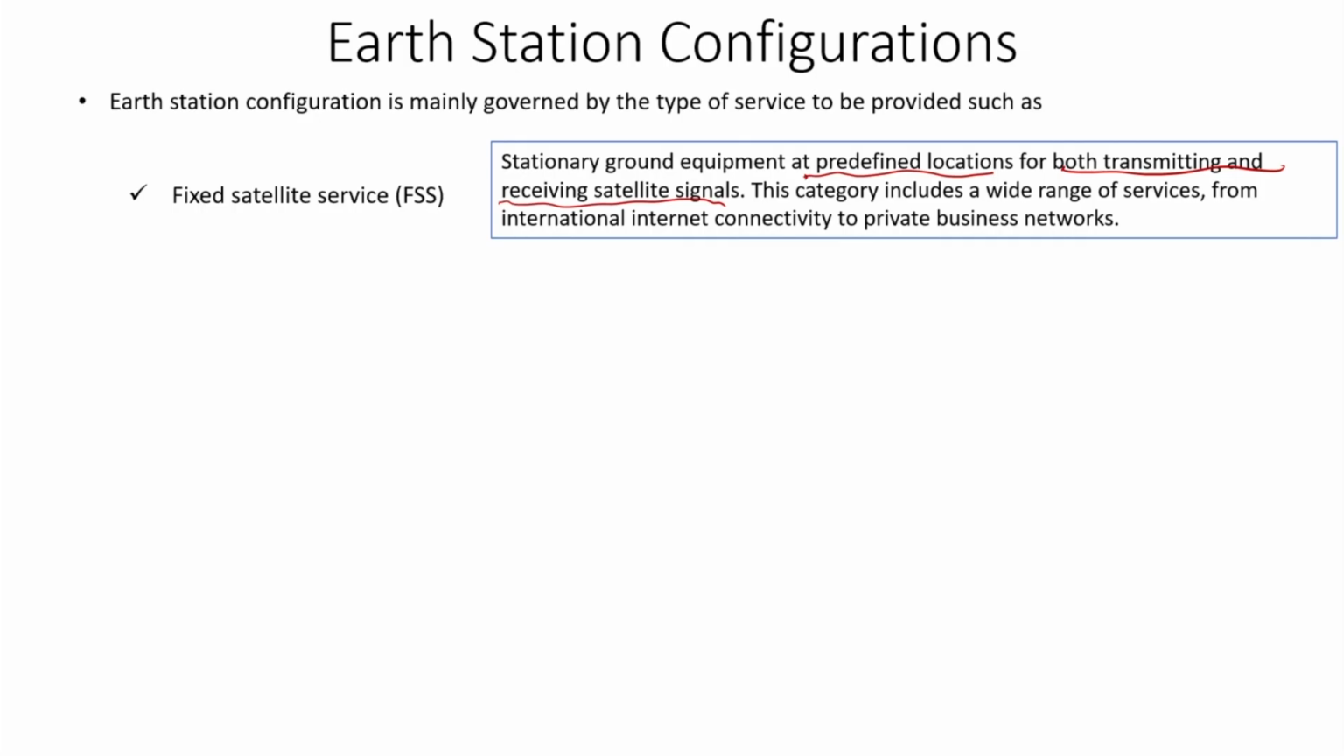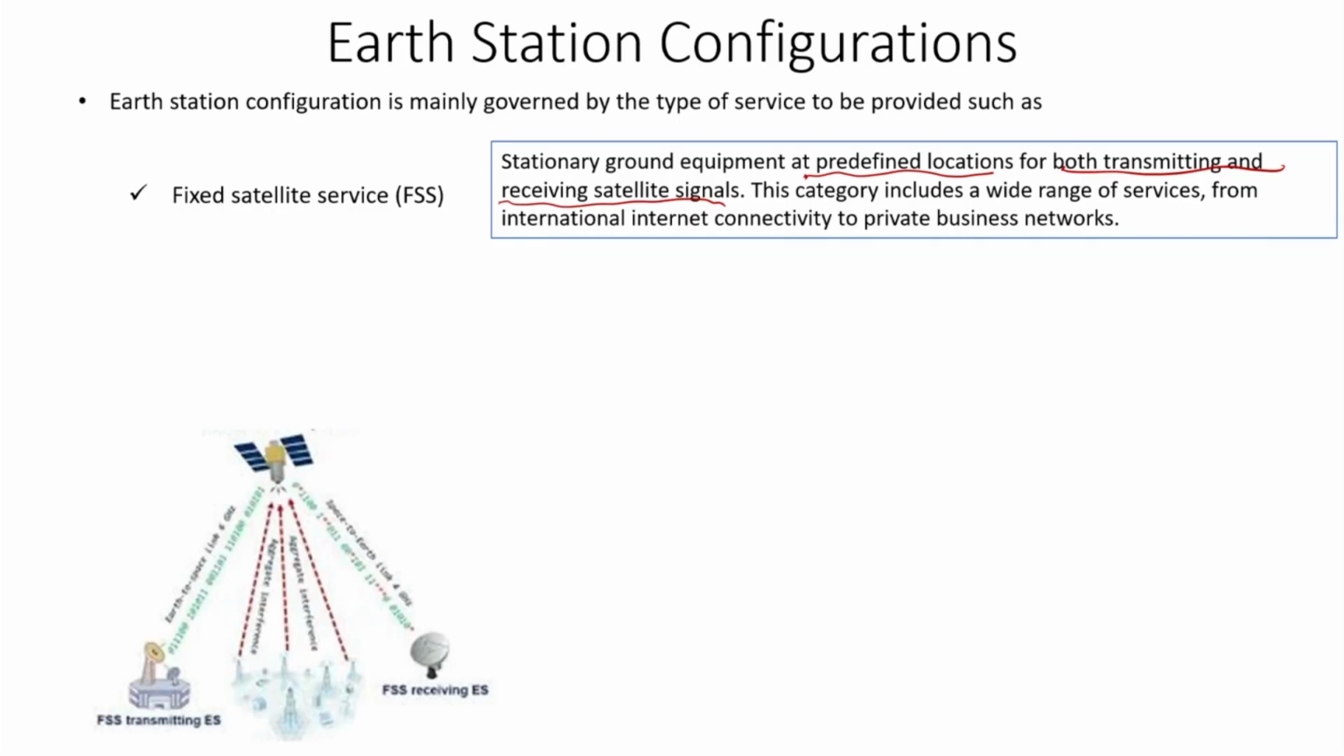There are so many different types of networks which come under the category of fixed satellite services. This illustration shows the fixed satellite service, the transmitting earth station, and a receiving earth station, that is the FSS receiving earth station. There can be multiple satellites as well as multiple earth stations. Here it shows one satellite, one transmitting station and one receiving station, but the same earth station can transmit as well as receive, as we discussed previously.